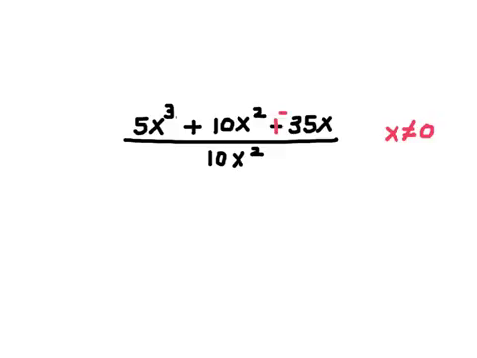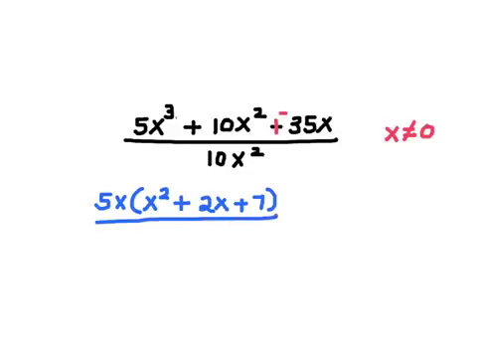In the numerator, I can see I have a 5, a 10, and a 35. 5 goes into all of these. And I have an x to the third, x to the second, x to the first. So I'm going to factor out a 5x from the numerator. And when I factor a 5x from the numerator, I end up with 5x times x squared plus 2x plus a negative 7.